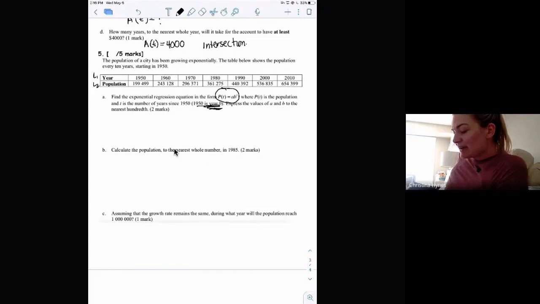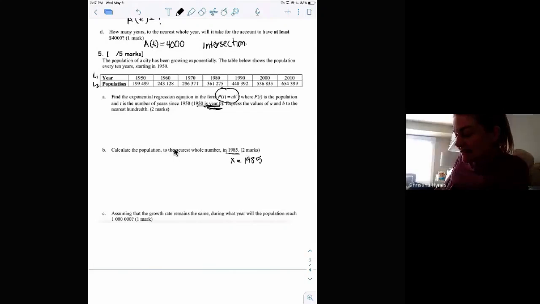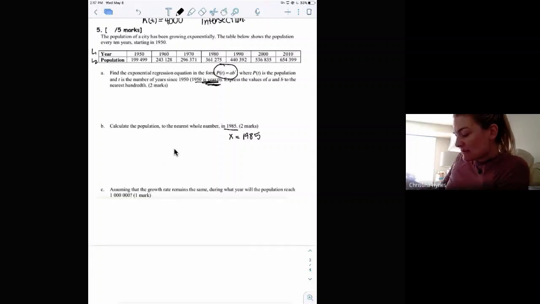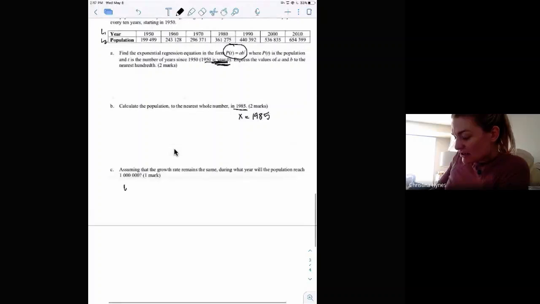They want you to calculate the population to the nearest whole number in 1985. So in this case, they're giving you the X value of 1985, and you need to solve for the Y coordinate, right? So that's going to be similar to what we did. And then that was the second last question where they gave us the year 2020, and we had to solve for the population. And the last one for C, they're giving us the Y value, which is 1 million.